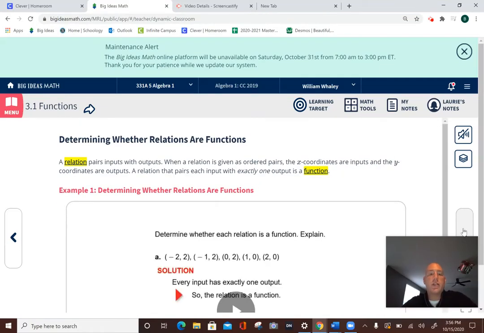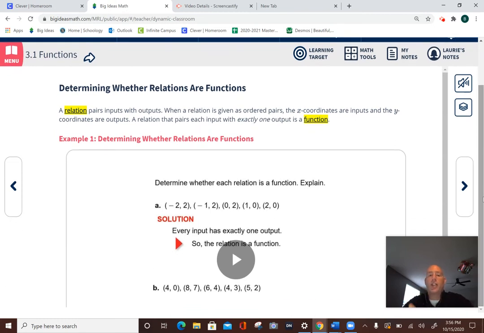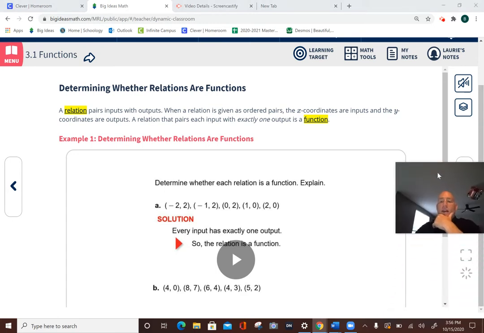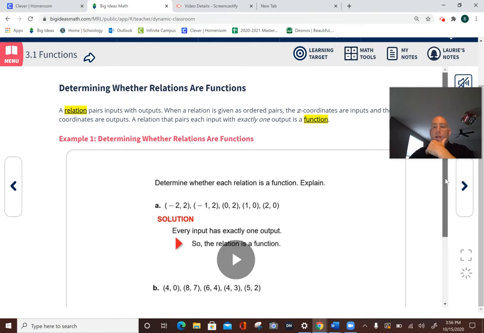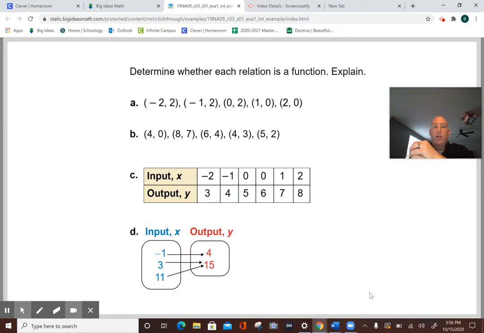All right, guys, so this is going to be looking at our first example. All we're looking at is whether a relation is a function. All you're trying to look at is, does every x have exactly one y? Now, in class, I gave the concept of a pop machine. So that's kind of what you're going to look at. But in this, I'm just going to go through our examples in the book.